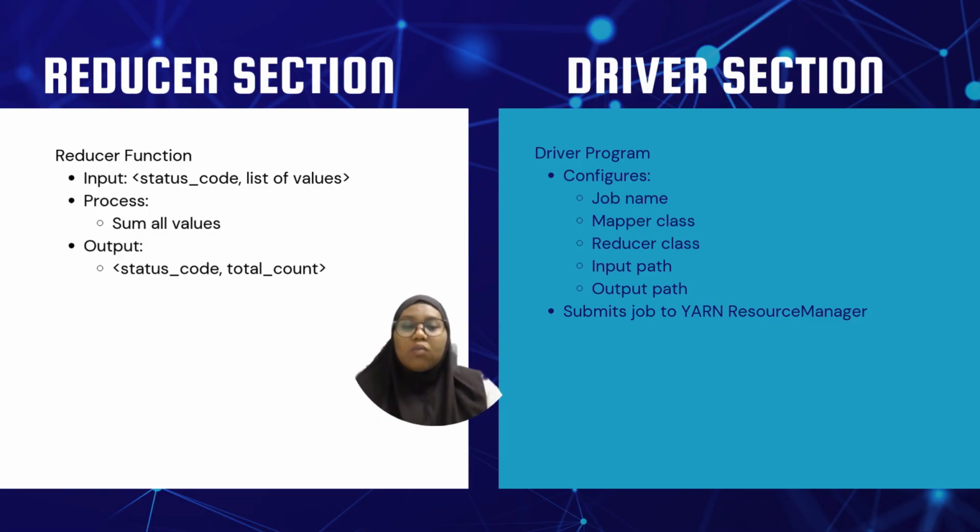When the summation is complete, the reducer writes the aggregated result as a final key-value pair into the Hadoop output context. This ensures that each HTTP status code appears only once in the output file, with its total frequency.